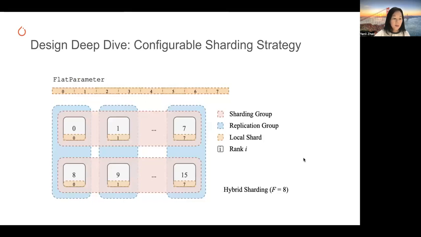Hybrid sharding occurs when the sharding factor is between 1 and W. For example, this figure shows the model is sharded over 8 ranks and each shard is replicated. The configurable sharding strategy provides flexibility for users to make a trade-off between memory saving and communication overhead.